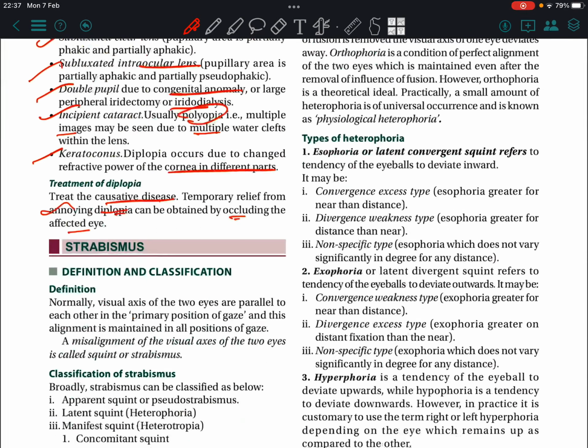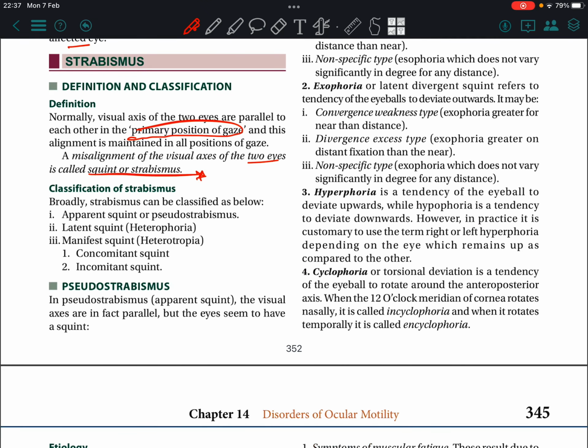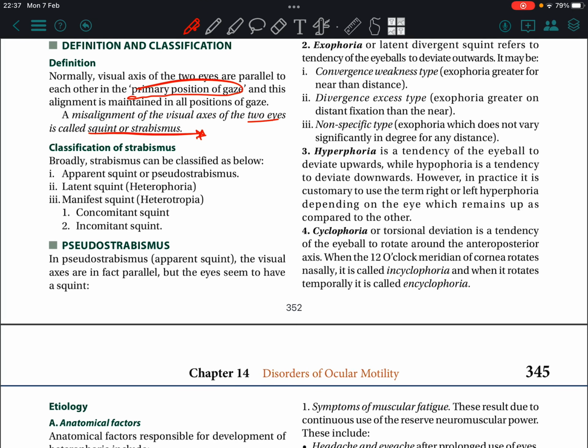Strabismus. It is defined as follows: normally the visual axes of the two eyes are parallel to each other in the primary position of gaze. A misalignment of the visual axes of the two eyes is called squint or strabismus. This alignment is maintained in all positions of gaze. Classification: apparent squint, latent squint, manifest squint, concomitant squint, and incomitant squint.